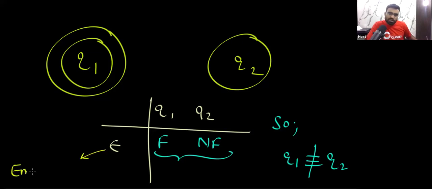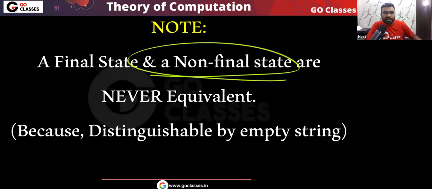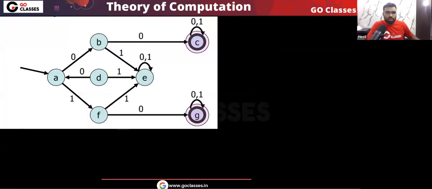Okay, they are distinguishable by empty string. So this is a very simple point. You can easily see a final state and a non-final state are never equivalent. Remember, they are never equivalent because they are distinguishable by empty string. Now let's move on. Remember, you don't have to check a final and non-final state. Yes or no? You don't have to check CE. You don't have to check DG. You don't have to check BG. These things you don't have to check. Okay, is this point clear?